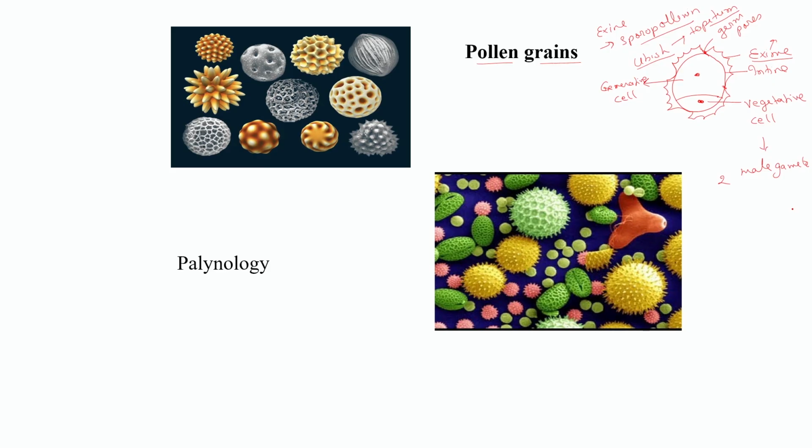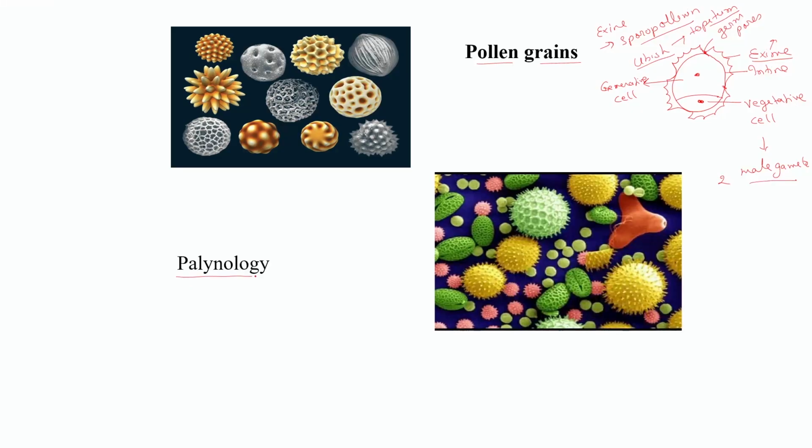Now these pollen grains, definitely they contribute in fertilization. These are the male reproductive parts, and they contain male gametes. It is also important that in these pollen grains, a lot of variation in structures is present, and it is so highly diverse that an entire branch of study is devoted to studying the structure of these pollen grains, and this is known as palynology, means the study of pollen grains.